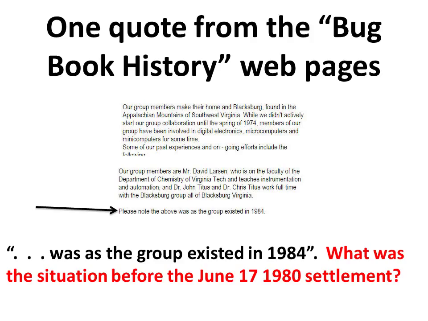There was some text in this bug book story, and I capture a small group of paragraphs and focus on the very last sentence. Please note the above was as the group existed in 1984. Well, that was several years after the June 17th, 1980 settlement. So what was the situation before 1980? Who knows? The politician doesn't say.